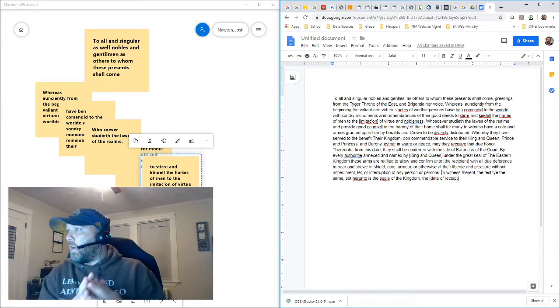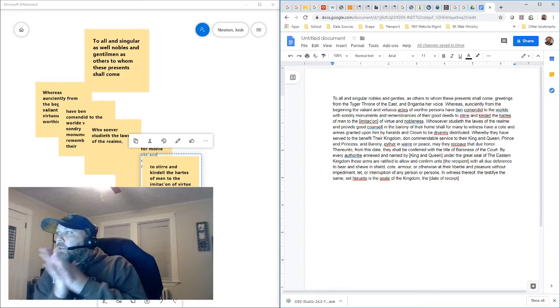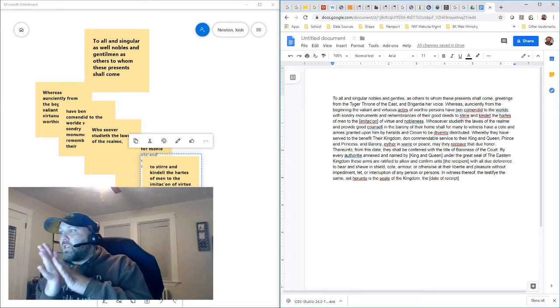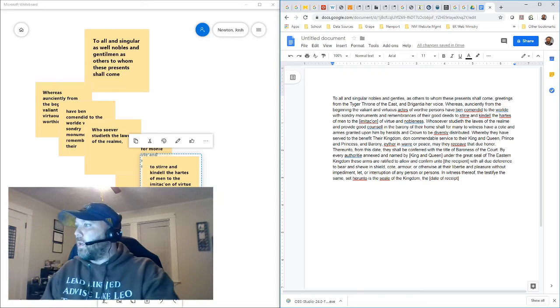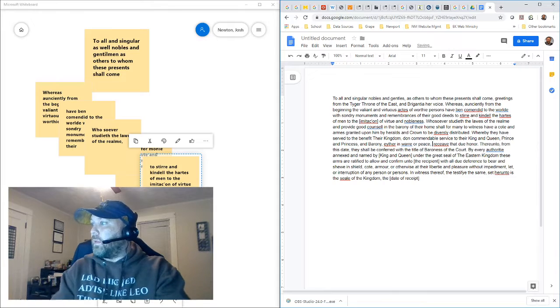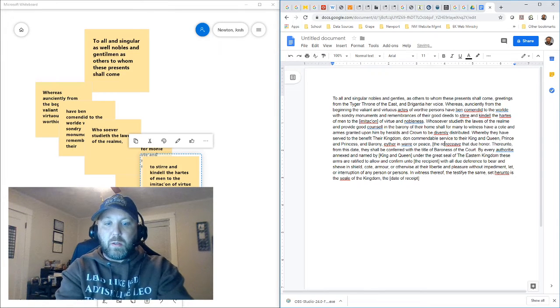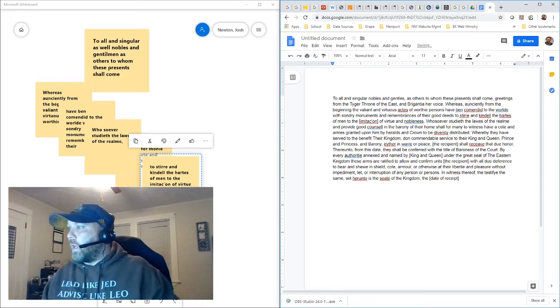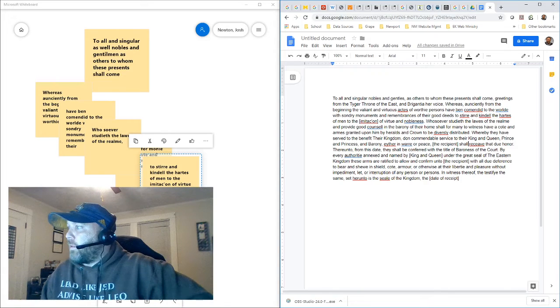Whosoever studieth the laws of the realm, and provide good counsel in the barony of their home, shall for many to witness have a coat and arms granted upon them by heralds, and crown to be diversely distributed, whereby they have served the benefit of their kingdom, done commendable service to their king and queen, prince and princess and barony, either in war and peace. The recipient shall receive that due honor. Thereunto from this date they shall be conferred with the title of Baroness of the Court.